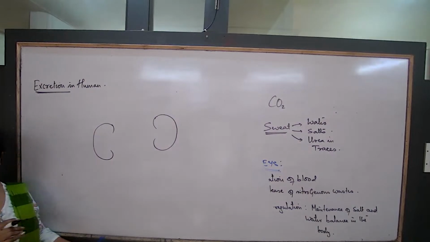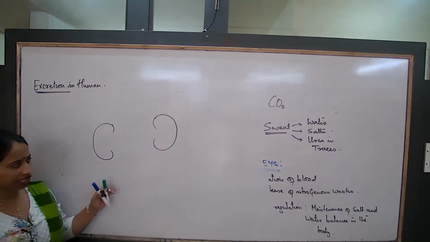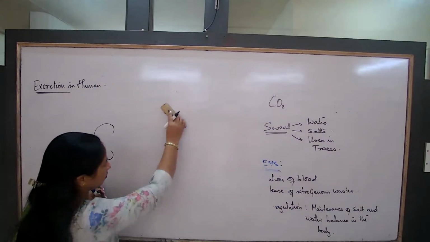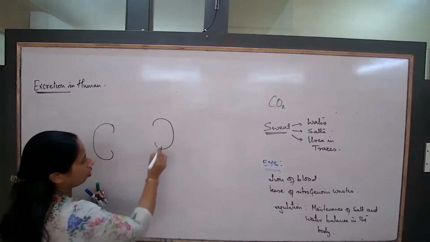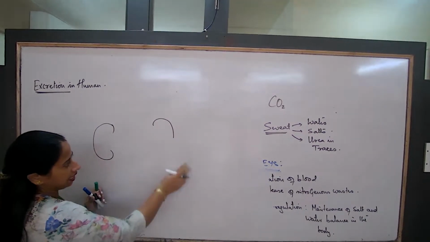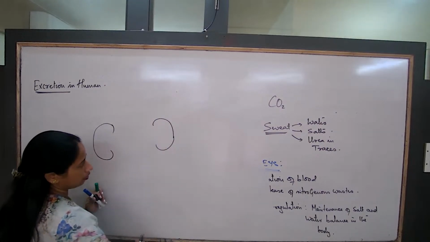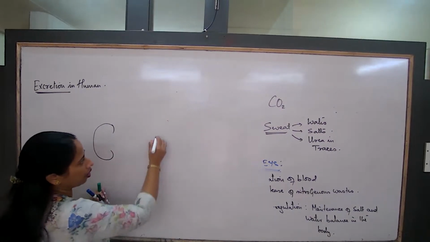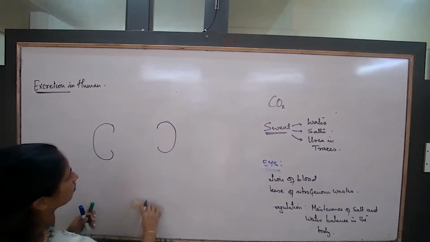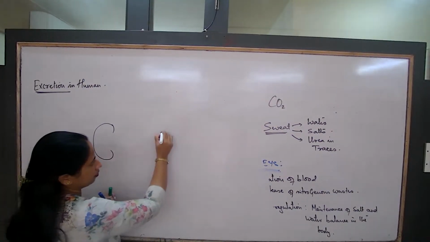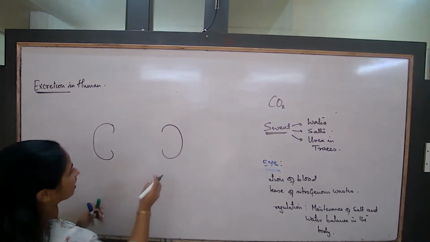When you draw the excretory system, remember again the position of the kidneys. Remember to draw the right kidney a little bit lower. The right kidney will be a little bit lower, because of the position of the liver. The liver is on the right side, that's why.